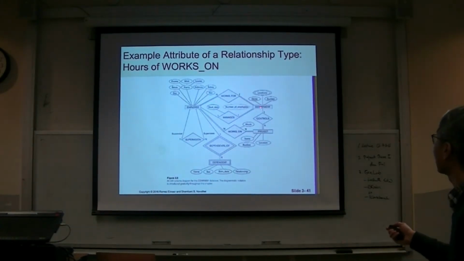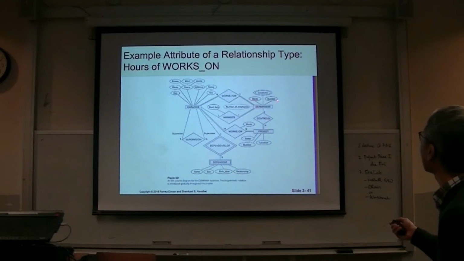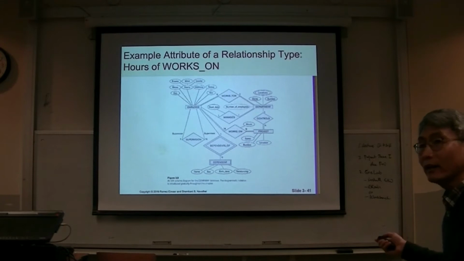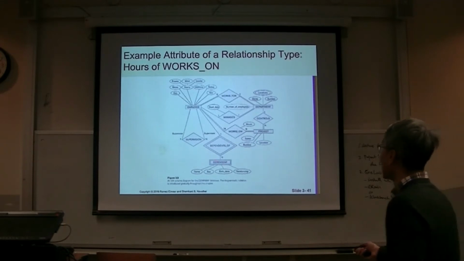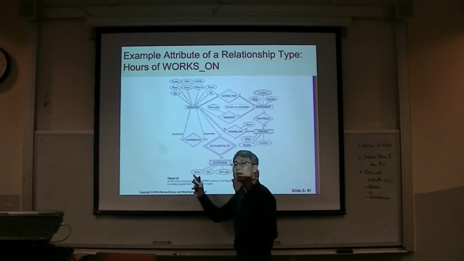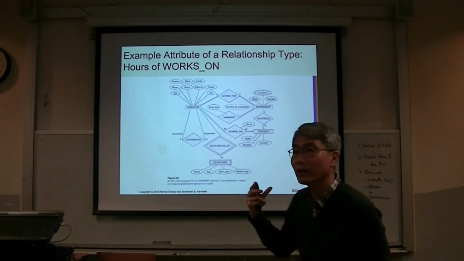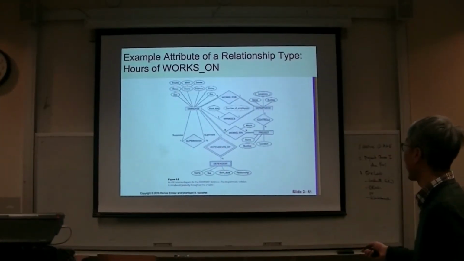Similarly, department has two keys, name or number. Also project has the number, so it's underlined. However, for dependent, the name could be used as the key, but we may have conflicting names from different employees. So we cannot use the name solely as a key.